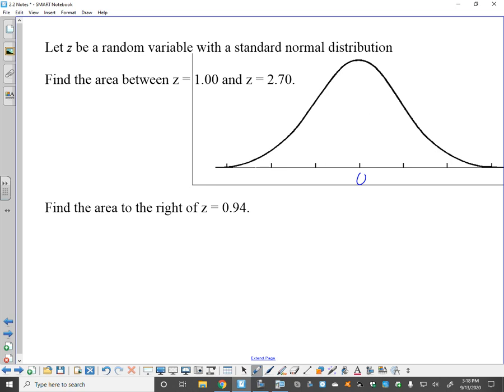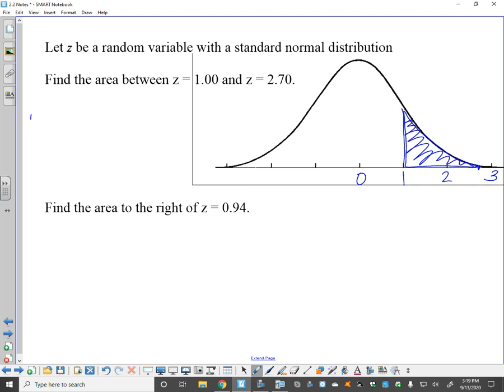So if this is a z-score, I know that's 0. 1's going to be here. There's going to be 2. There's 3. So 2.7 is in here. So I'm going from a 1 to a 2.7. So I'm all of this. That's all I need. You don't have to label everything. I just need a visual graphical representation of what we're finding.